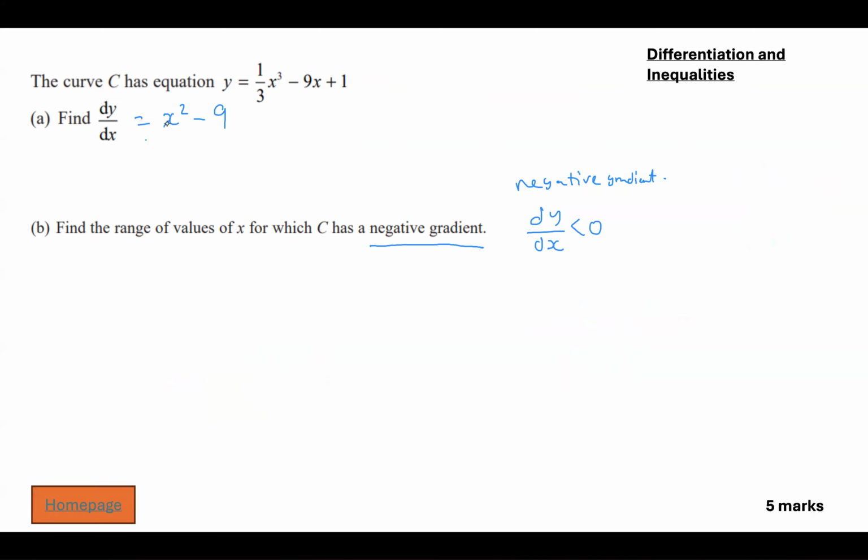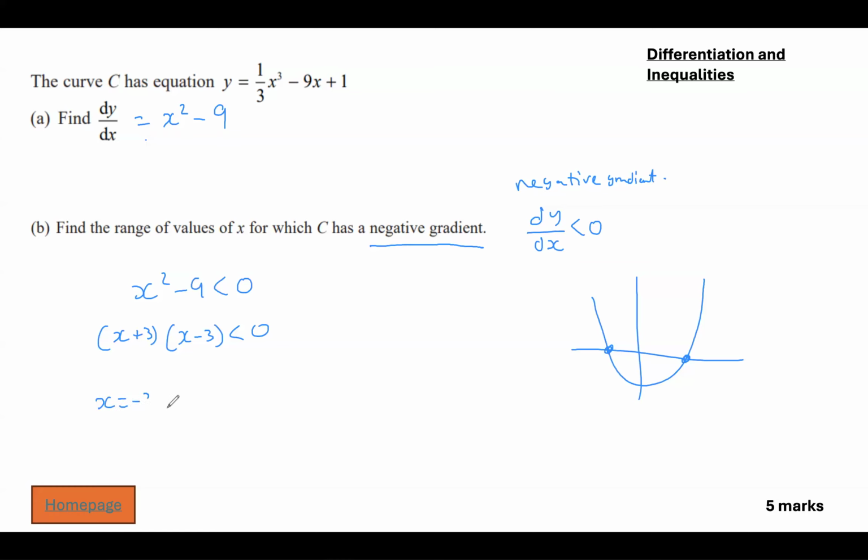So we know what dy by dx is. So we can say dy by dx is less than 0, therefore x squared minus 9 is less than 0. And now, since this is an inequality, we need to find the roots of our curve. Our curve is going to be a quadratic that looks something like this. And we need to find these roots here. Again, we could work out the difference of two squares. So that means our roots are going to be at minus 3 and at 3.